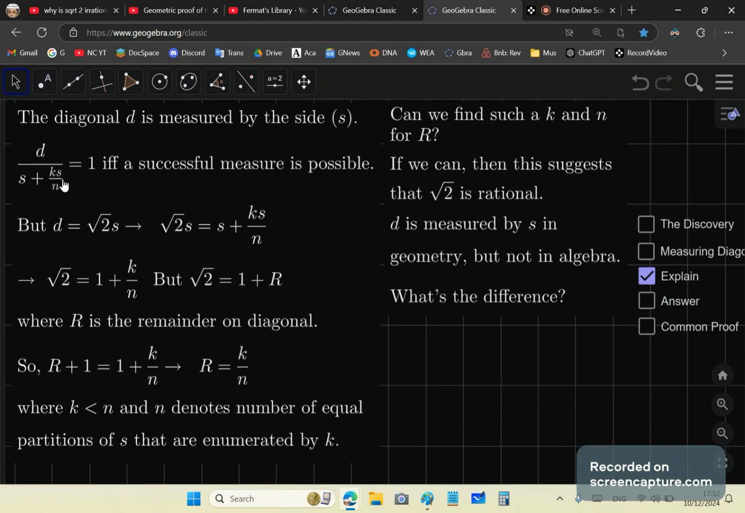In which case, what we're going to be doing is measuring the diagonal with S and or equal parts of S, which is the physical unit, or in this case, the abstract unit, because we're dealing with no longer a unit whose type and size matters. All we care about is that it's already a measure. So we say that D is equal to square root 2 times S, right? At this time, we don't know what square root 2 is. So we say square root 2 S is equal to S plus KS over N, and that leaves us with square root 2 is equal to 1 plus K over N.